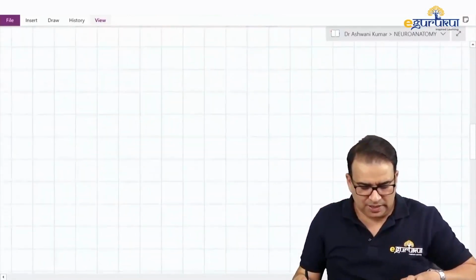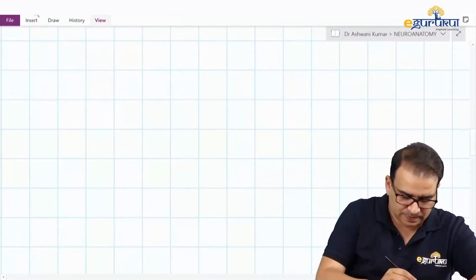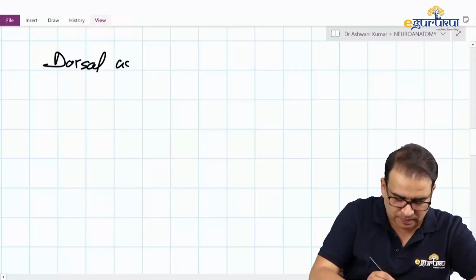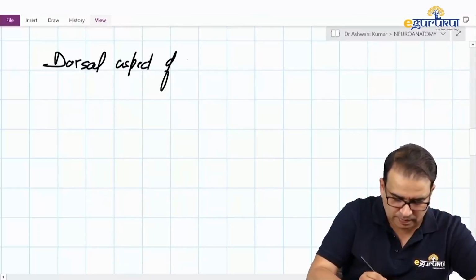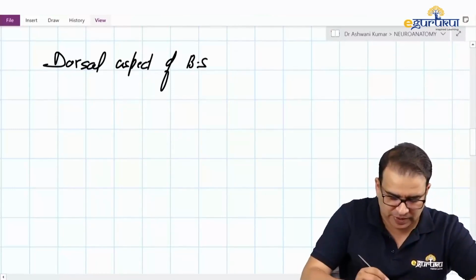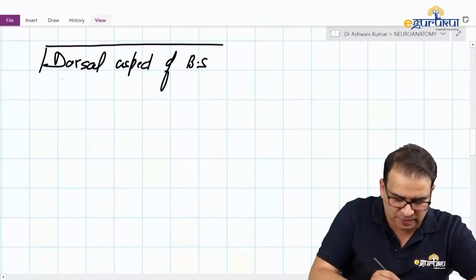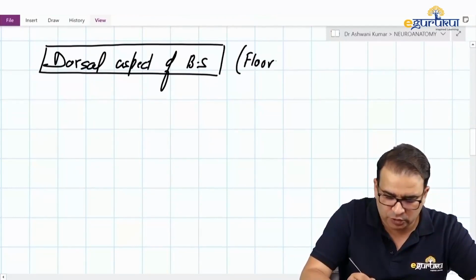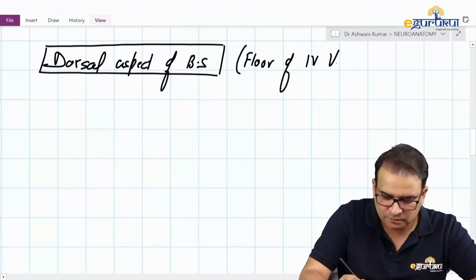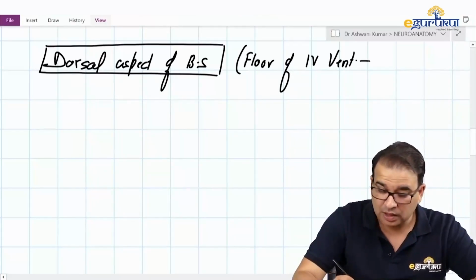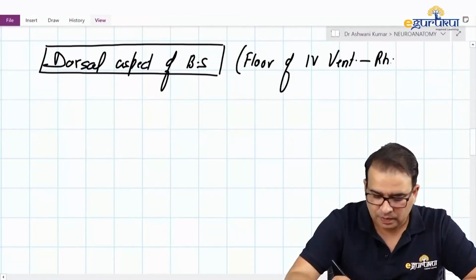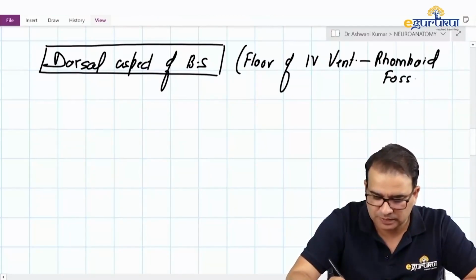So looking at the dorsal aspect of the brainstem, what else will we achieve by looking at the dorsal aspect? We also will be looking at the floor of the fourth ventricle, which because of its shape is also called a rhomboid fossa.